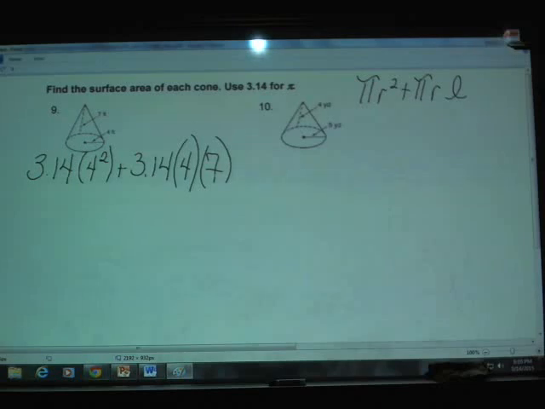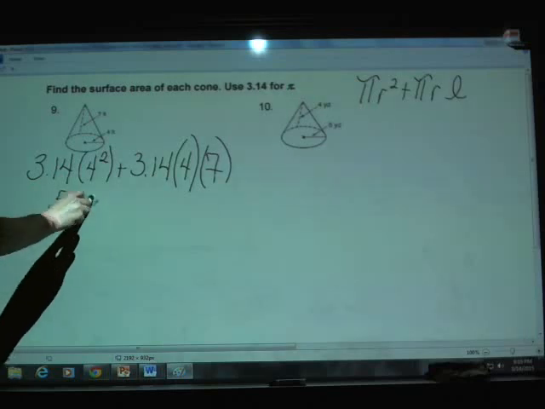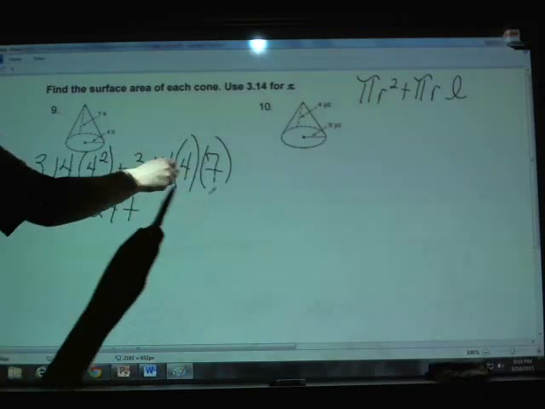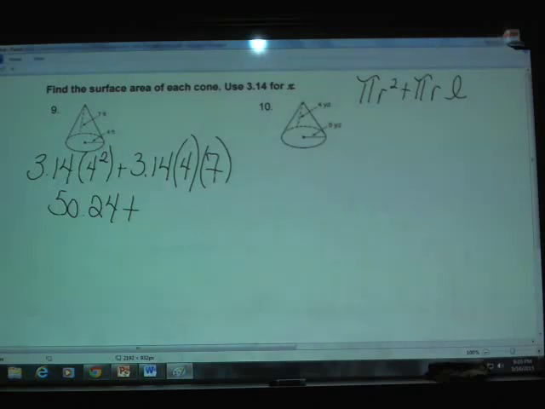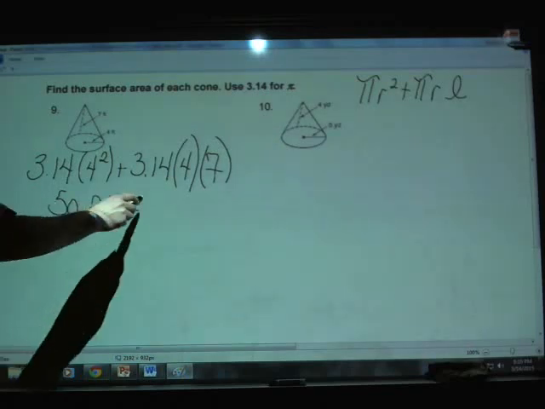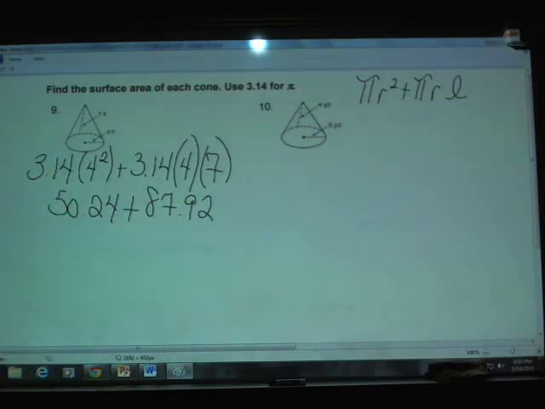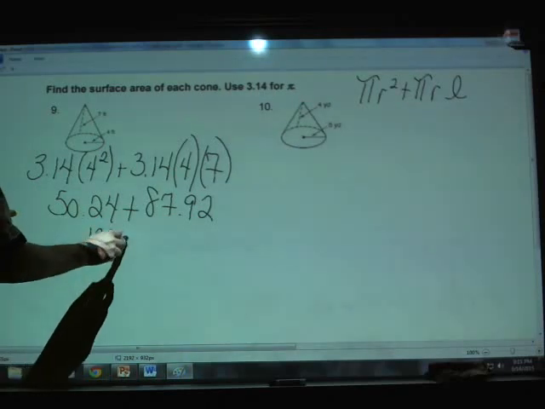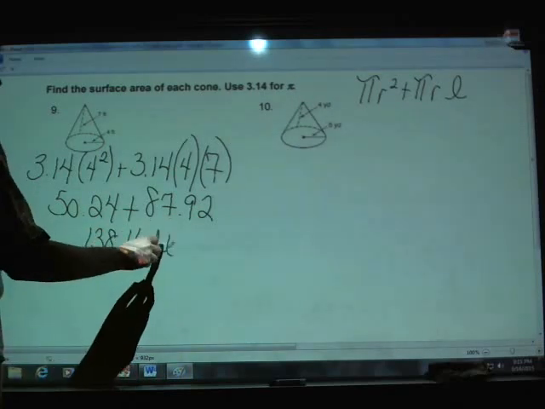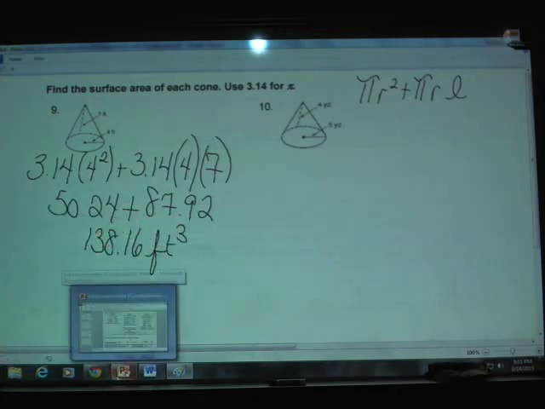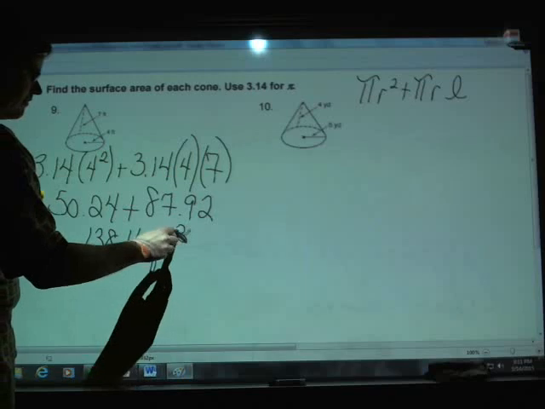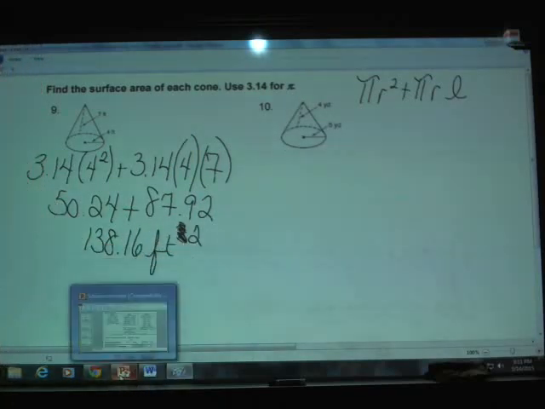4 squared is 16, and 16 times 3.14 is going to change into 50.24. And I'm going to add that to 28 times 3.14. I came up with 28 by doing 4 times 7. 28 times 3.14 is 87.92. And I'm going to add those together. 87.92 plus 50.24 makes 138.16. And that's going to be feet cubed. I'm sorry, feet squared. Surface area, it should be squared.